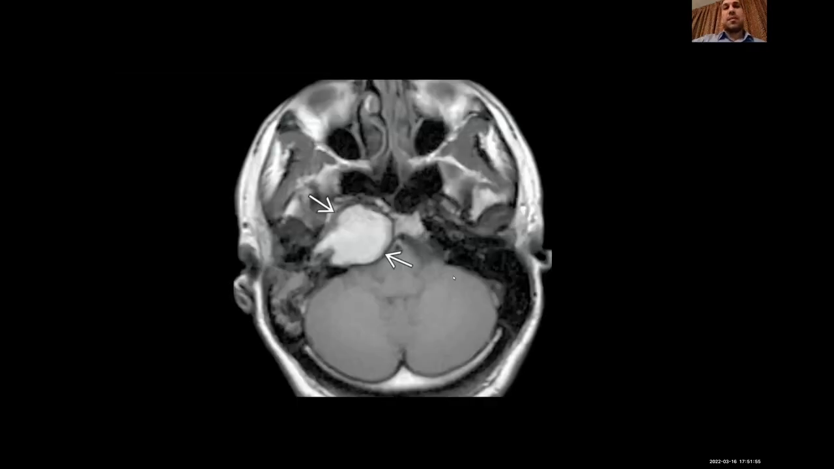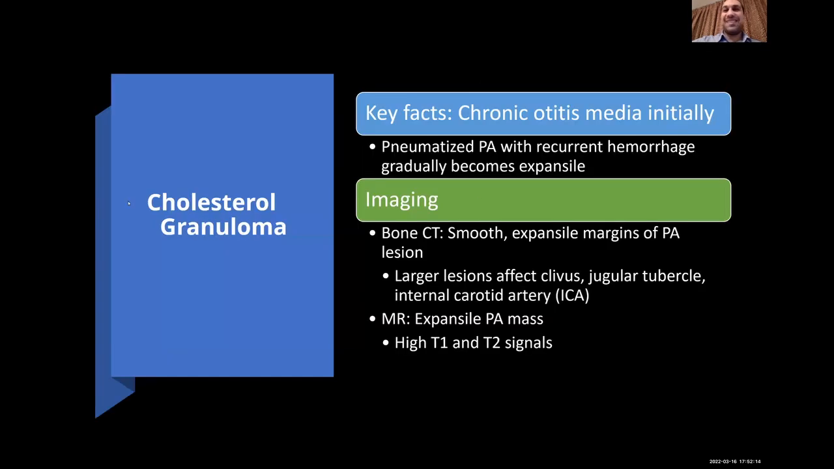Here it is. What is the pathology here? Is there expansion? Okay, great. Thank you. Don't forget: high T1, high T2, no suppression. If there is suppression, it is a mirror. If there is no bone expansion, it is trapped fluid. Here, there is expansion and no suppression of the signal. So it is cholesterol granuloma.